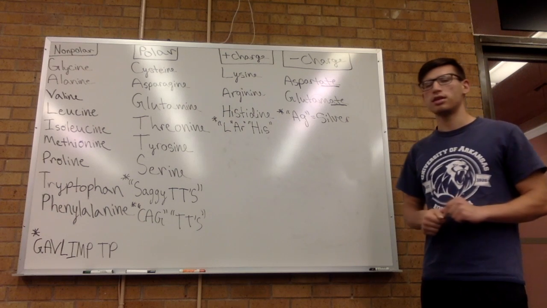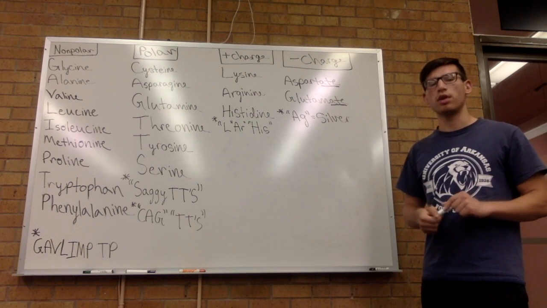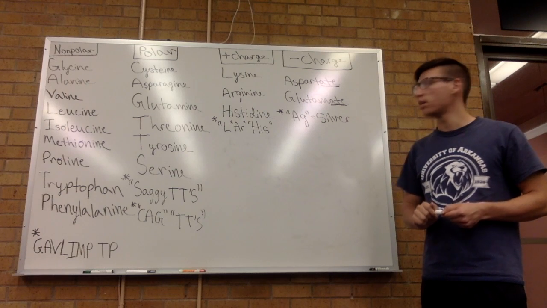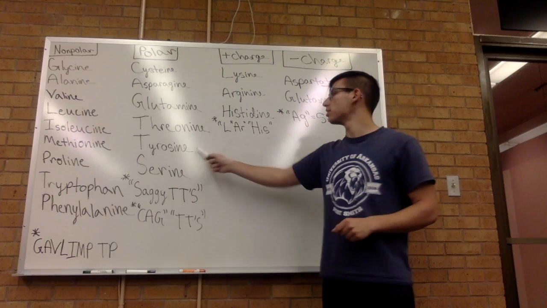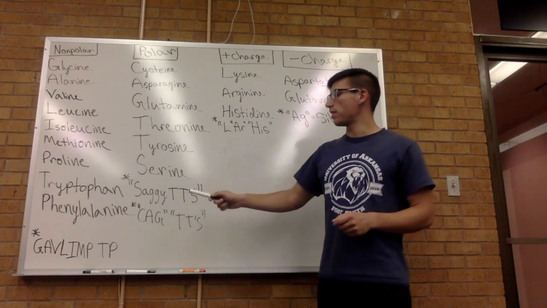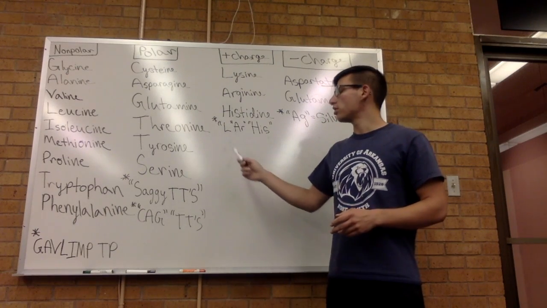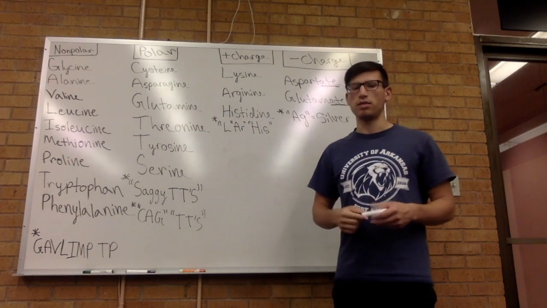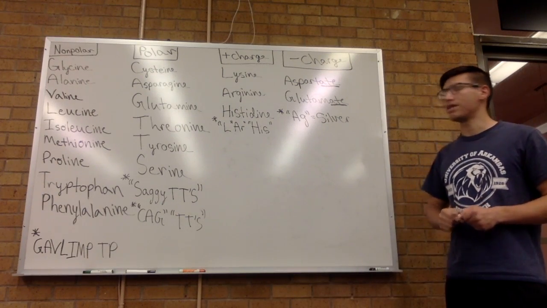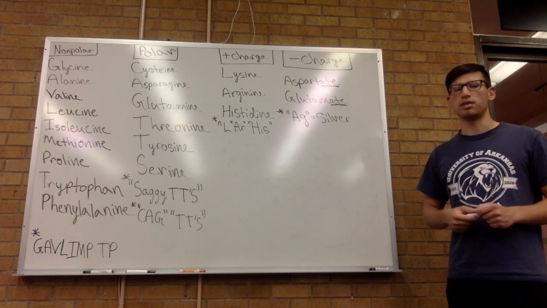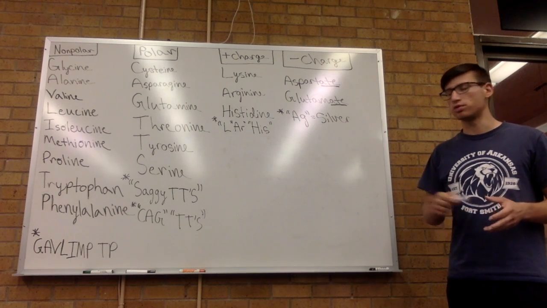Now, earlier I said there are two aromatic amino acids. There are 3. Tyrosine is the only polar one. Now, there's also tryptophan and phenylalanine. So altogether, those are called aromatic amino acids. Everything else that does not happen to be cyclic is called aliphatic amino acids because they lack a ring structure.